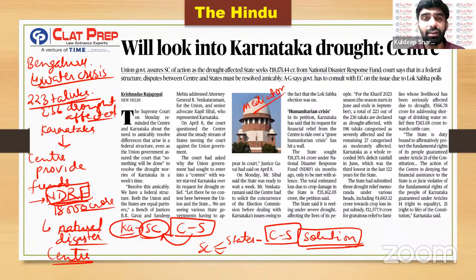Now the center has said that it is going to look into the Karnataka drought situation. However, the center has also said that it cannot take any action right now because elections are going on and there is a model code of conduct. The Election Commission of India's permission is required if it wants to give any kind of relief to Karnataka. So this is the status of this news, which you should also know.